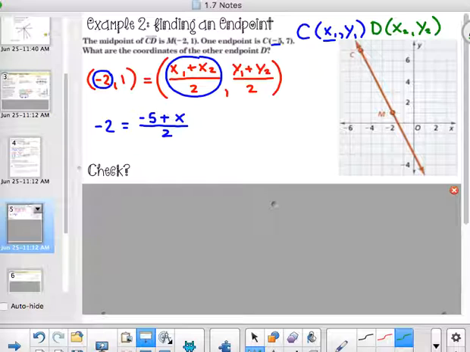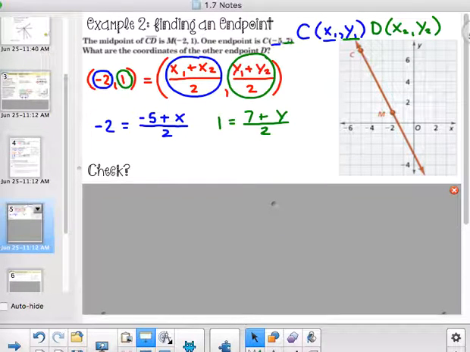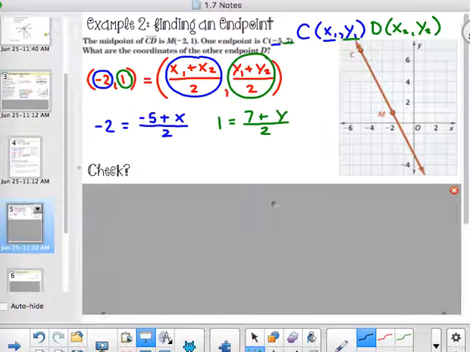I'm also going to set up an equation to solve for the y value of D. So my midpoint had a y value of 1. I'm going to set this equal to, well, we need our y value of C, so that's 7, plus we don't know our y value of coordinate D, all over 2. In both of these equations, I'm going to solve them simultaneously. I'm going to multiply everything by 2. That's going to get rid of my denominator on this side of my equation. And now I've got to remember to multiply my other side by 2.